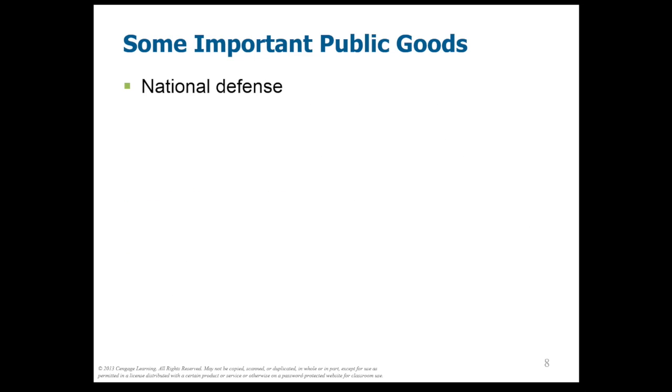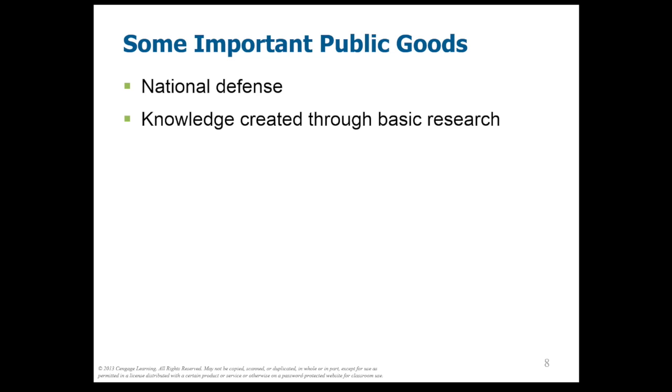Okay, so let's think of some important public goods. There's national defense, knowledge created through basic research, right? If a firm invents a new, perhaps cancer drug, then it can trickle down and help a bunch of other people, and we want that. Also, getting rid of poverty.